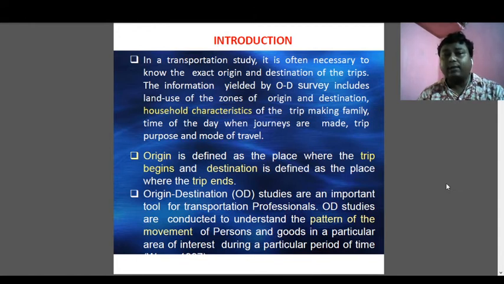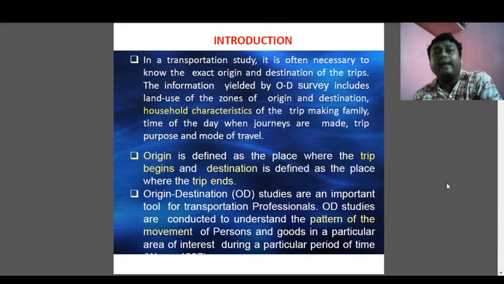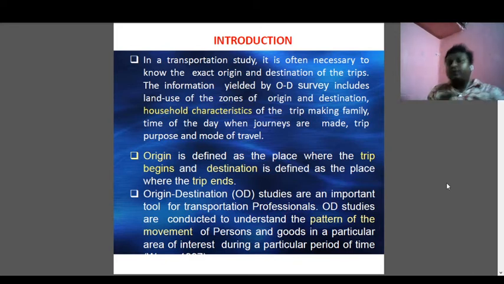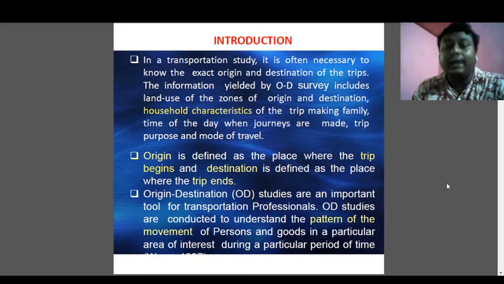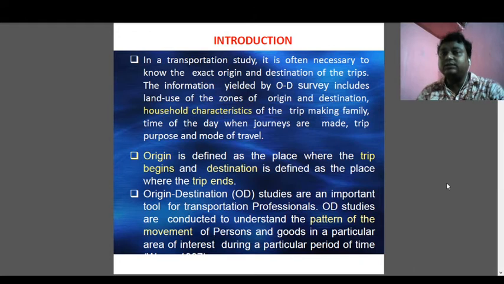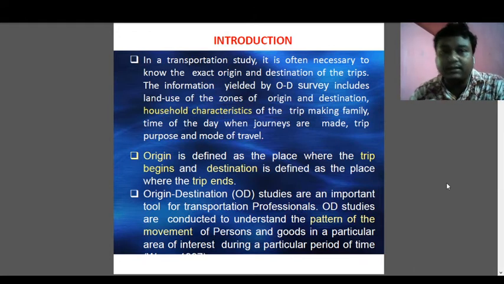Next is the time of the day when journeys are made, means the preferable time of the journey. Next is the trip purpose: why they have made this trip. Whether it is some essential service, a medical service, their regular job, or shopping. So the purpose of the trip is found out from this O&D survey. And the mode of travel means which type of mode they are using, whether public transport, a private car, or sharing basis. So these are some questions that can be answered from this survey.